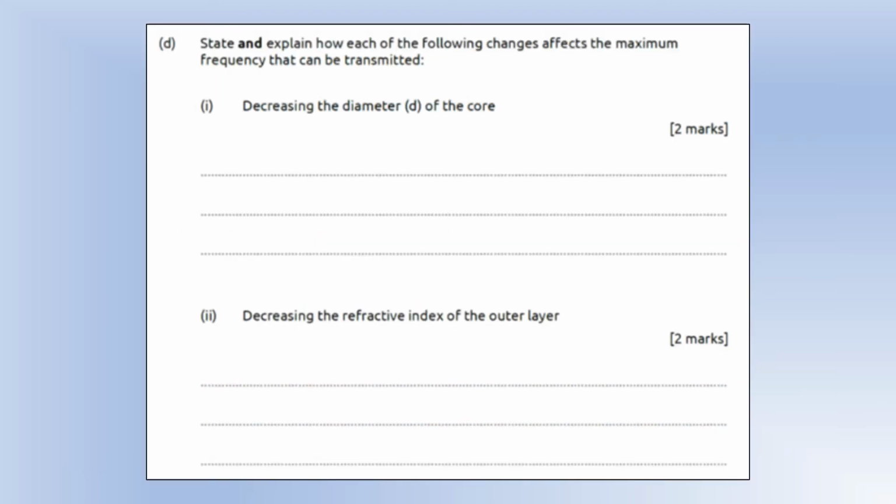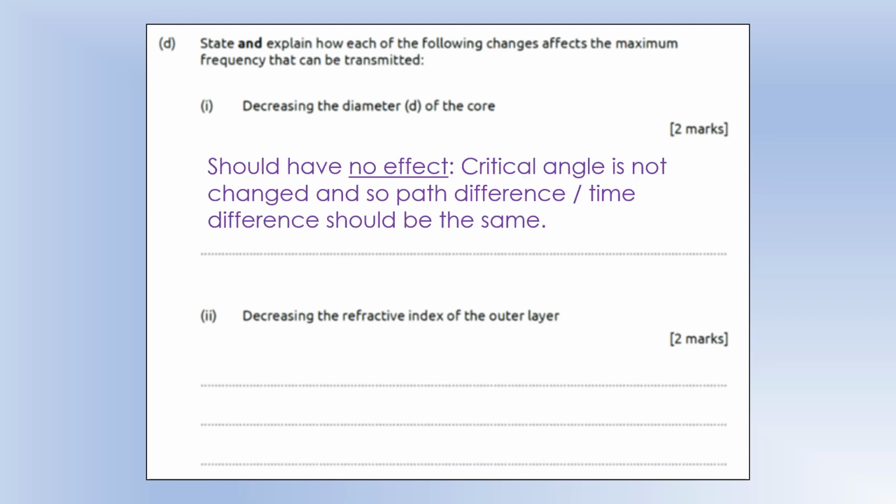Okay. So then final question, state and explain how each of the following changes affects the maximum frequency that can be transmitted. Decreasing the diameter, well, that should have no effect because we haven't changed the critical angle, so we haven't changed the path difference or the time difference, so we should get the same time period, so same frequency.